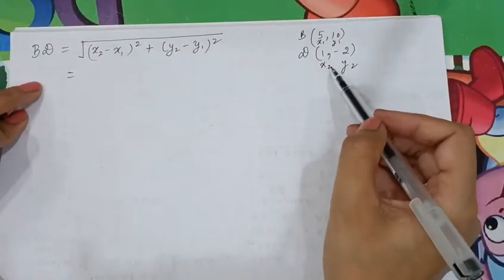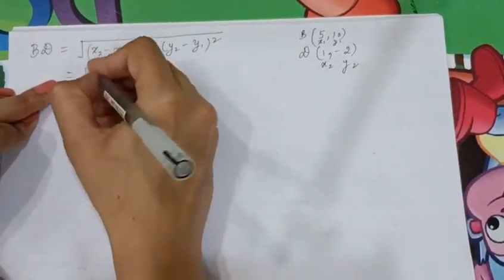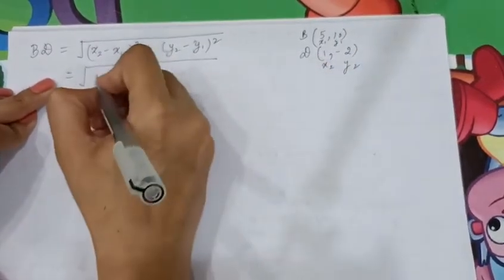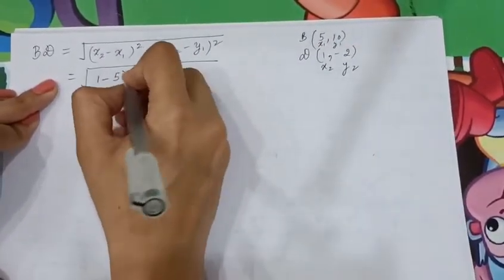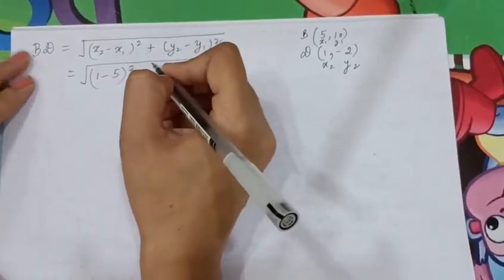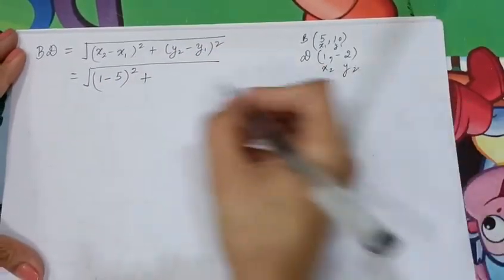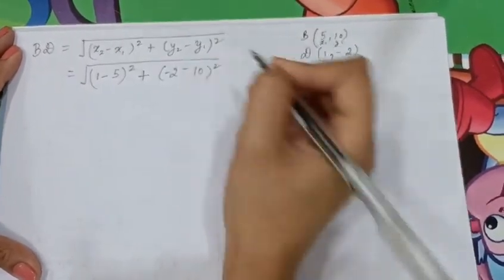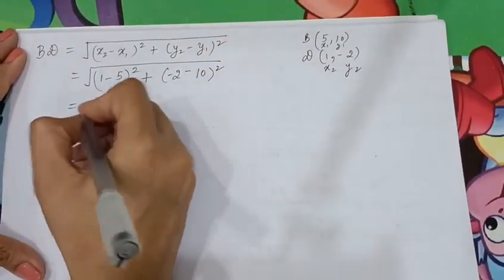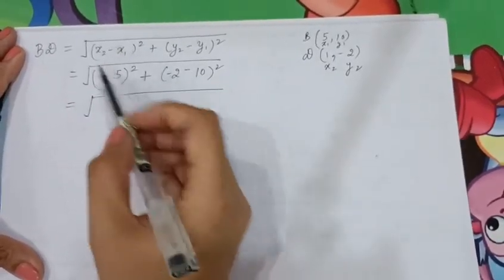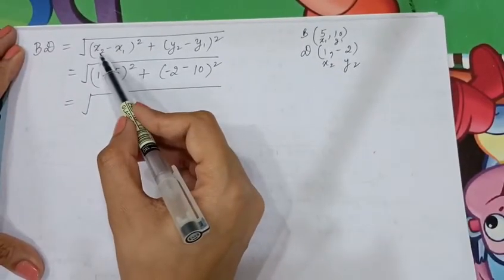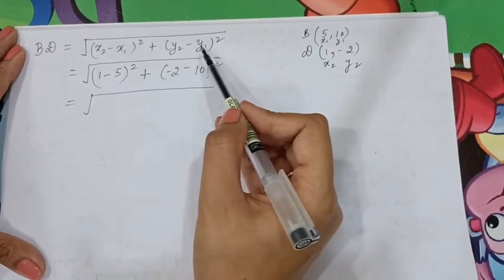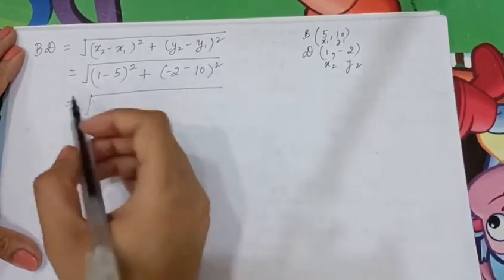So accordingly we will substitute here. Under the root, x2 is 1, minus 5, whole square, plus y2 is minus 2, minus 10, whole square. See, in the distance formula you can also write x1 minus x2 and here y1 minus y2. Your answer will not change.